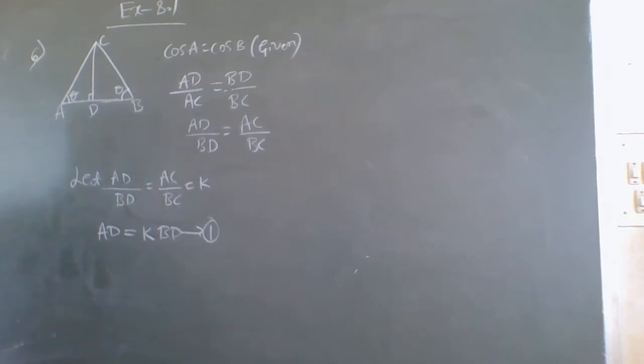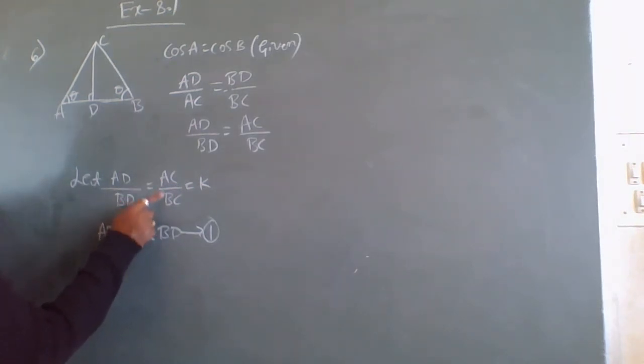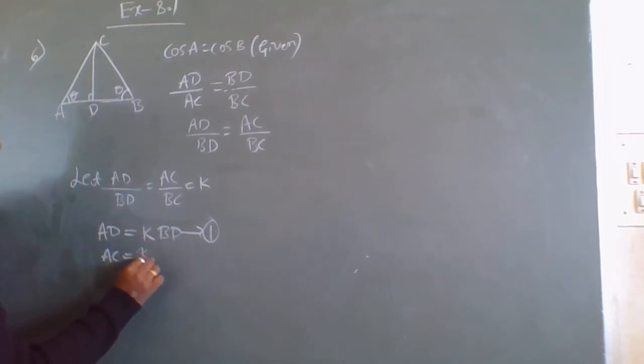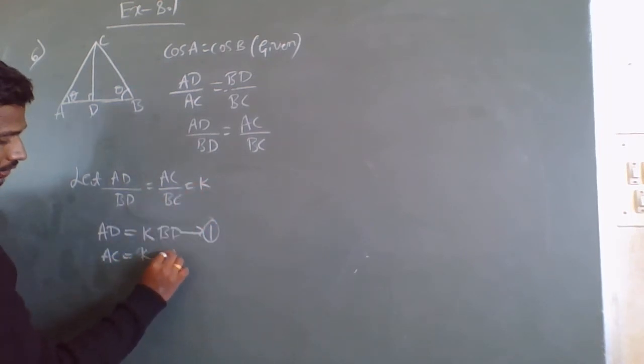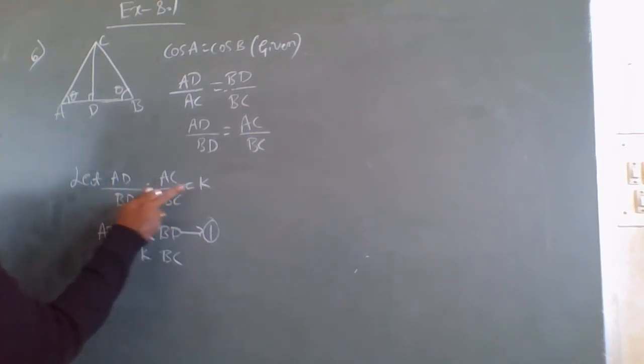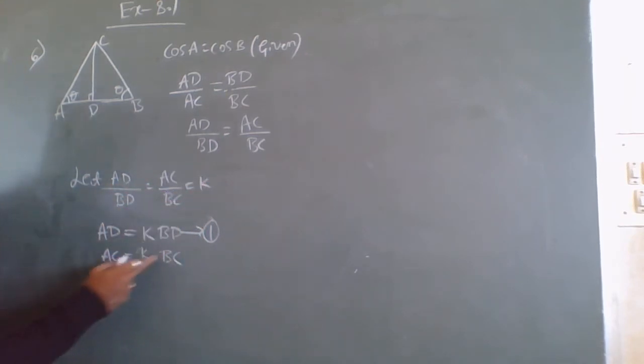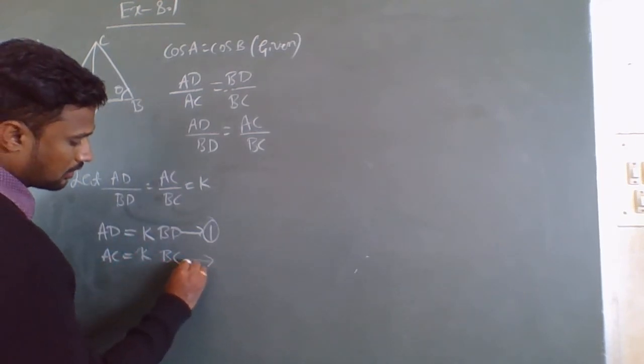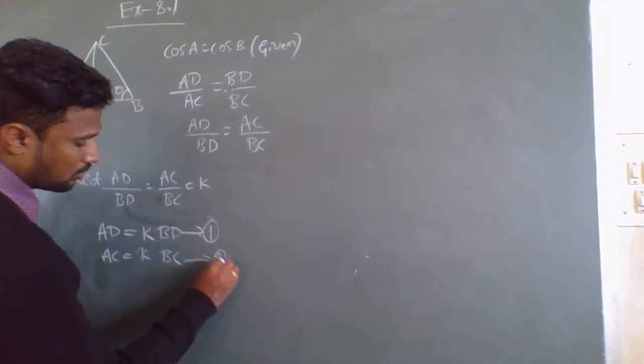Now again I will consider AC by BC. So AC equals K into BC. What I did here: AC by BC is equal to K, so I take BC to the right hand side, and it becomes AC equals K into BC, and I will consider this as 2.